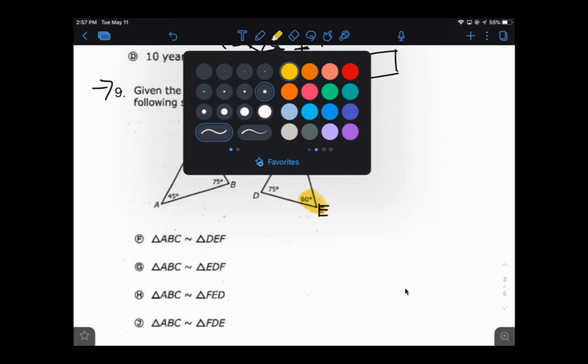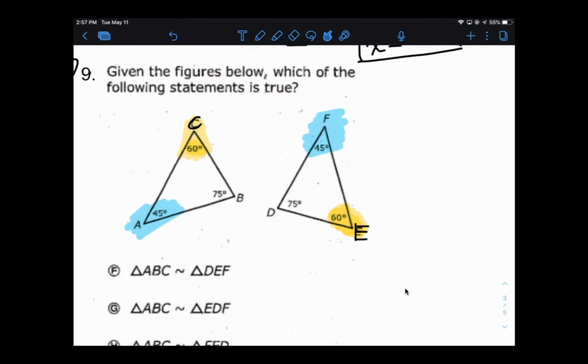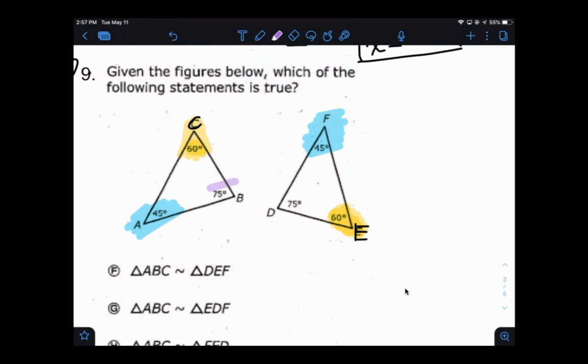Then we can say, okay, let me use another color. 45, which is A, is corresponding to F, even though alphabetically they're not in order, right? A, B, C, D, E, F. Here I'm guiding myself with the measures because they're giving me the measures here. And then the last one, let's use purple. It says 75, B is corresponding to 75 there, which is D.